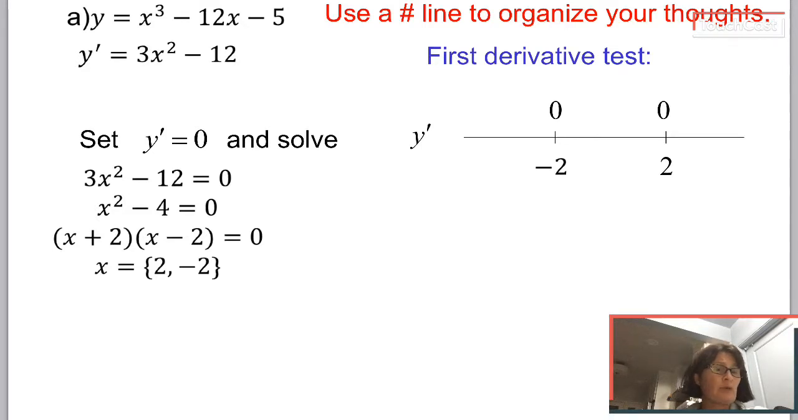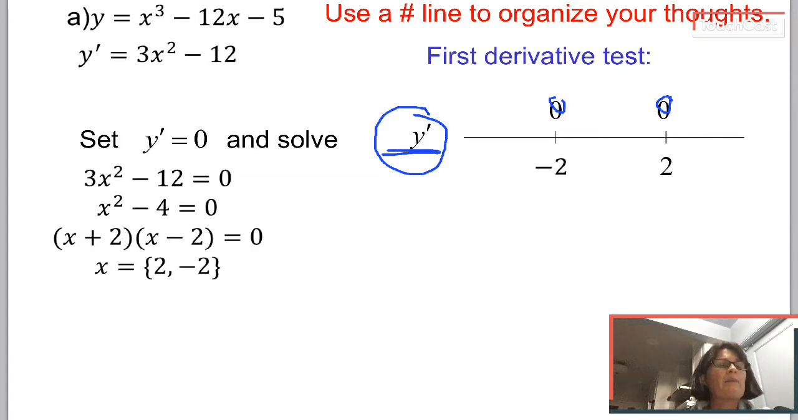When you make a number line to organize your thoughts, can I strongly suggest that you label it with the function name of the function whose sign you care about. If I'm caring about the first derivative test to talk about where a function f is increasing or decreasing, then I'm interested in the sign of the derivative. So I've labeled this with y prime. All of these interesting numbers that get marked on the number line are inputs to y prime, in this case that make y prime 0.